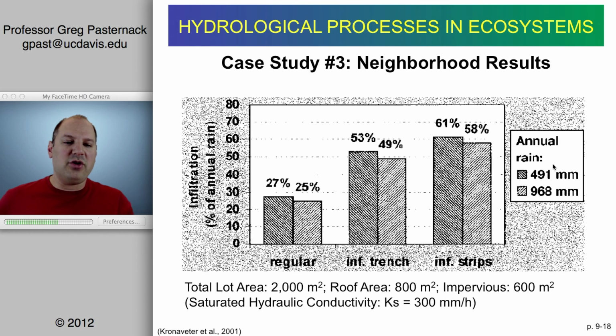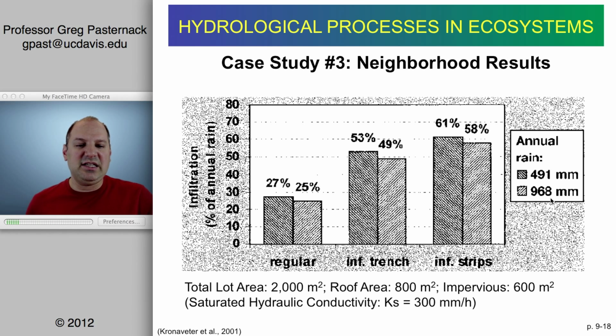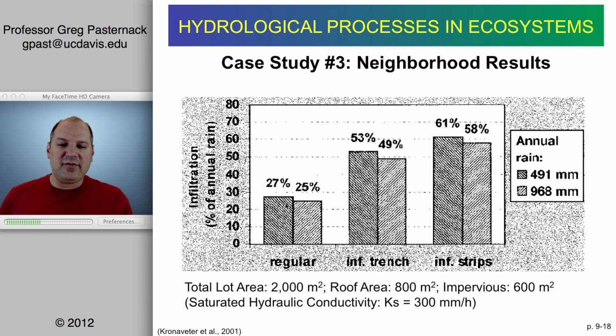The results are shown here for two different size storms. Annual rainfall of 491 millimeters in that year, or almost double that amount, 968 millimeters. The bars on the left are for the lower rainfall amount, and the bars on the right for higher. I've gone over many times now the fact that when you have more rain, you can simply overwhelm storage capacity, and so you tend to see a lower percentage of infiltration or evaporation or whatever it is. So you can see here a small difference between the two. I don't think that's particularly interesting.